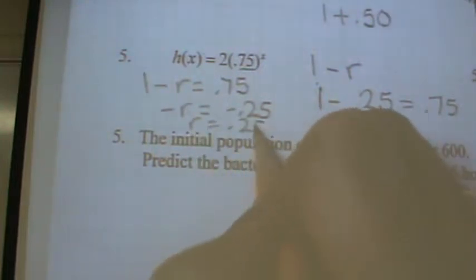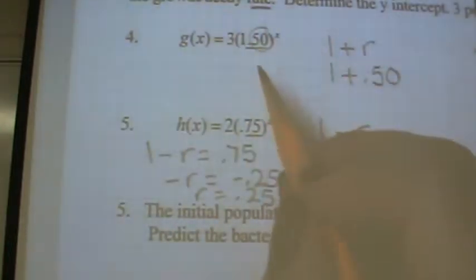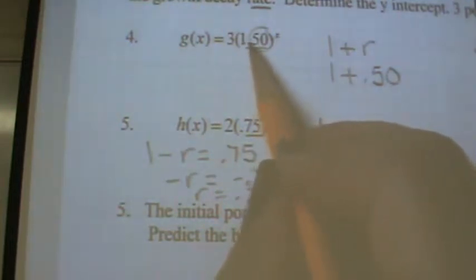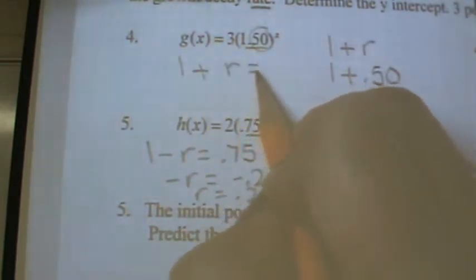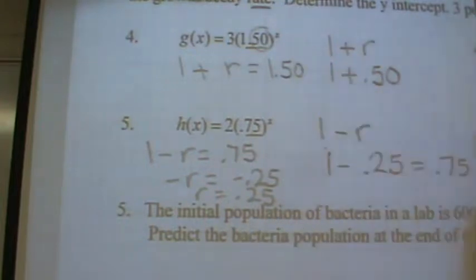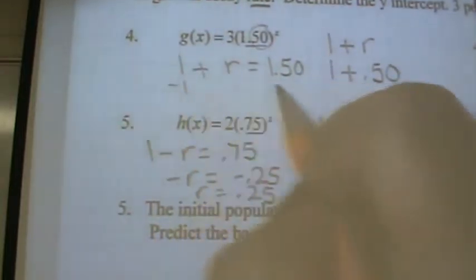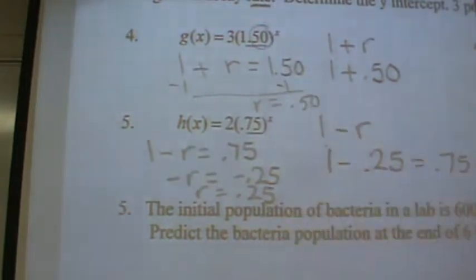How do you get 50% out of 1 plus 0.50? Okay, I see what you did. Can you keep that up for a second? You're adding 1 to this number. So 1 plus what gives you 1.50? Right, 1.50. So if you were to subtract 1, r is 0.50, which is 50%. Okay.